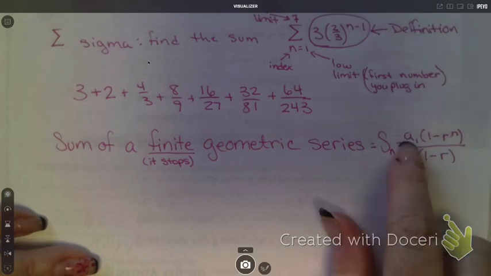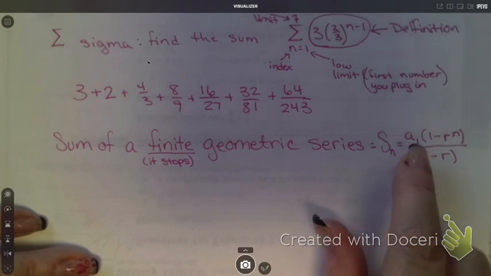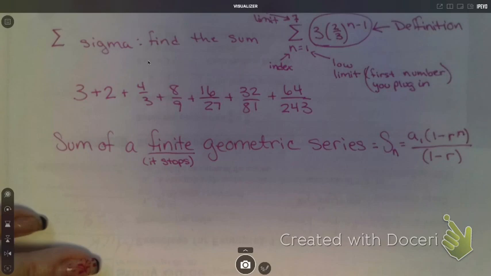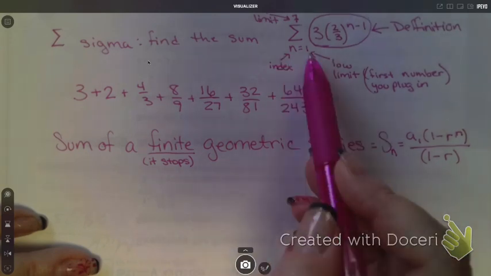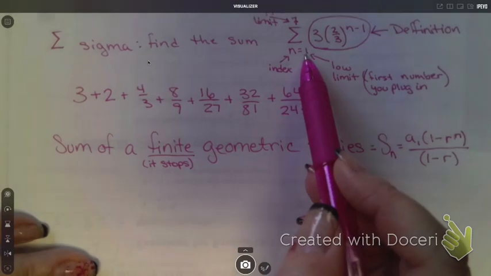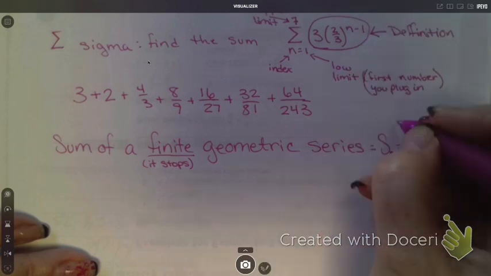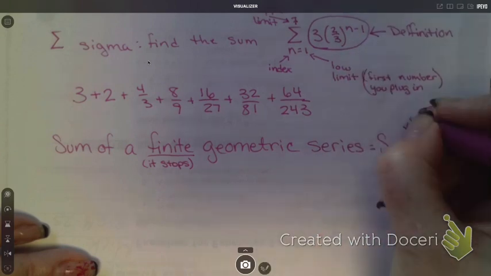So a sub 1 is the first term, right? It's the first term, it doesn't mean when you plug in 1. Because if this lower index was 3, a sub 1 would be what I would get if I plugged in 3. So this is after plugging in the lower limit.